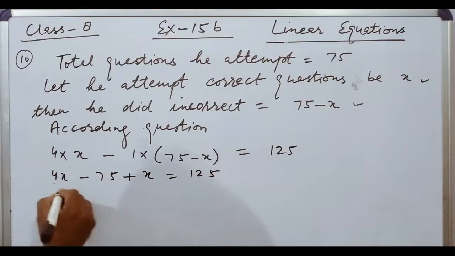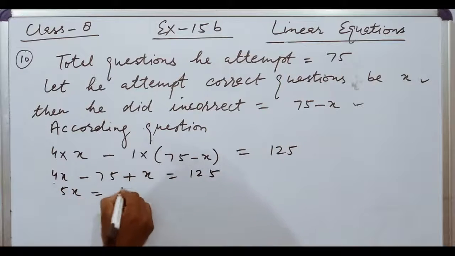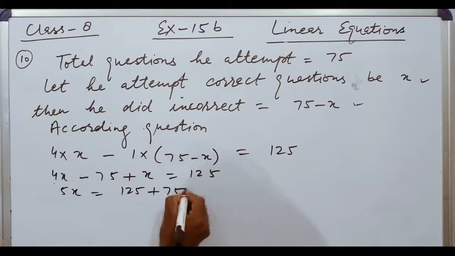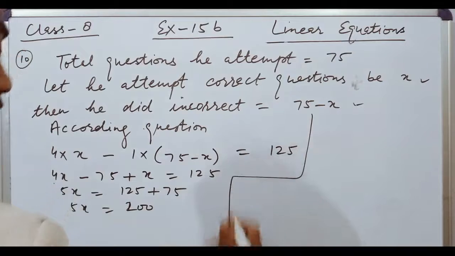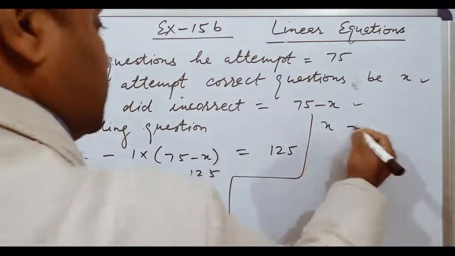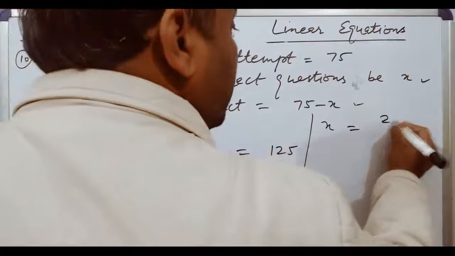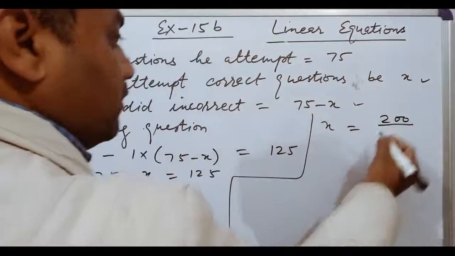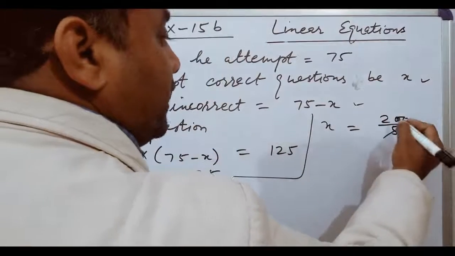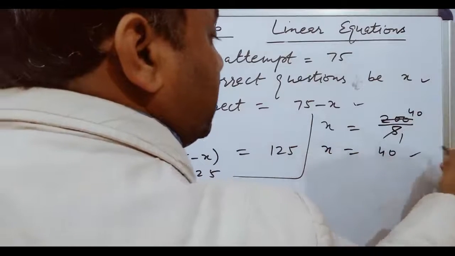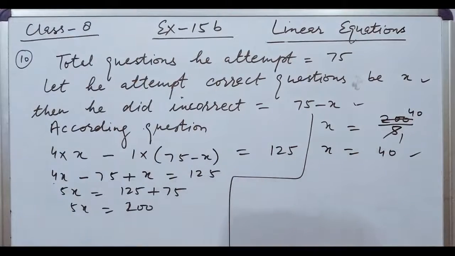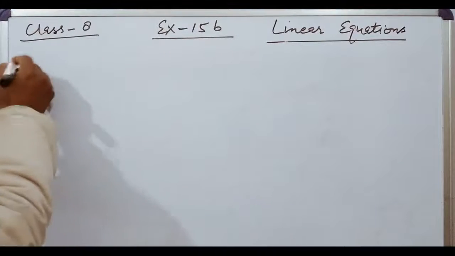Now 4x plus 1x, 5x equal to 125 plus 75, 5x equal to 200. Then x equal to 200 upon 5. 5 1 is 5, 5 4 is 20. So he attempt correctly question 40. Okay dear students, question number 13.